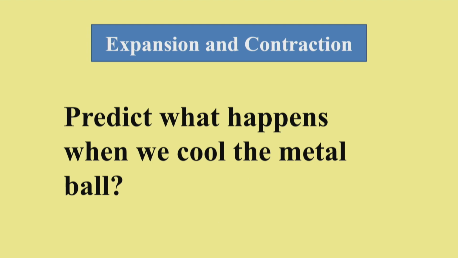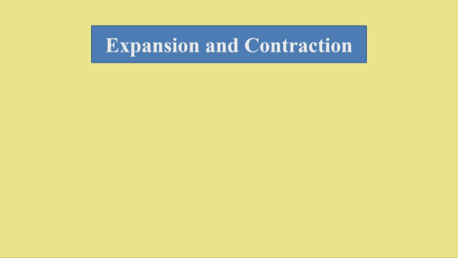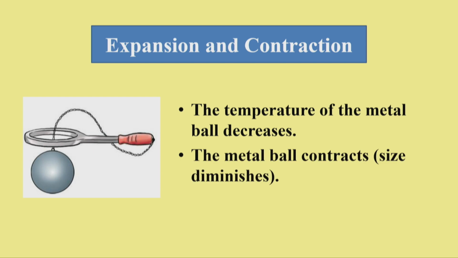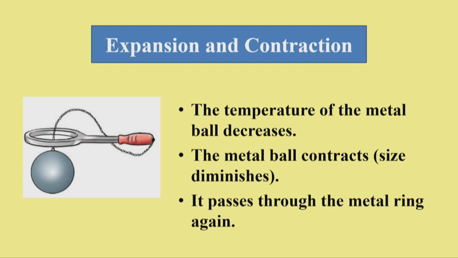Now, predict what happens when we cool the metal ball. The temperature of the metal ball will decrease. Therefore, the metal ball contracts and its size will diminish. Eventually, it will pass through the metal ring again.